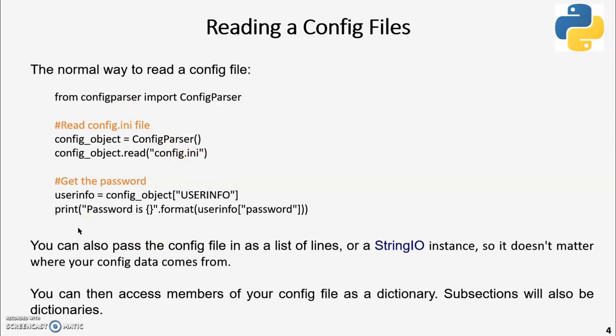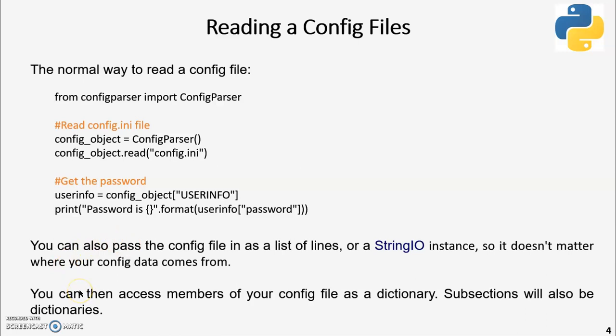Now let's assume that I want to get some password which is already there in my config file. So user info is equal to, which I had already defined with a config object called user info. From that, print password in the format of user password. So this is how I want to access the password which is already written in my config files. We will see the examples too.